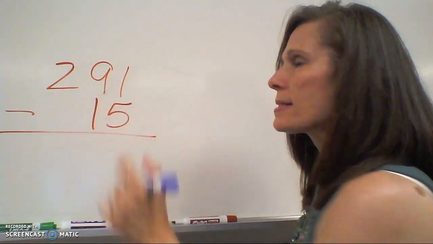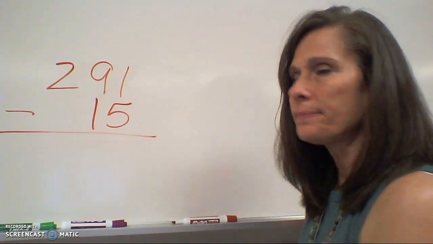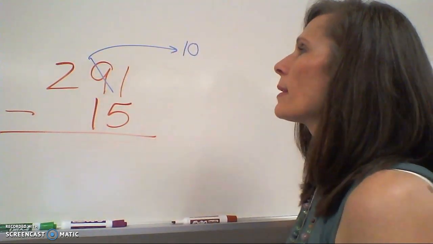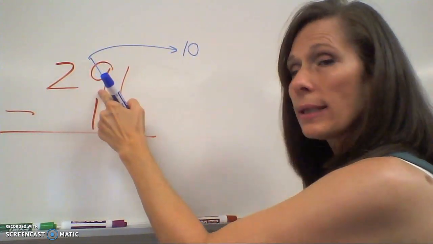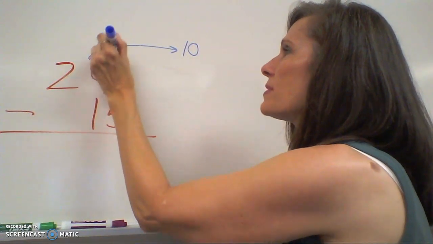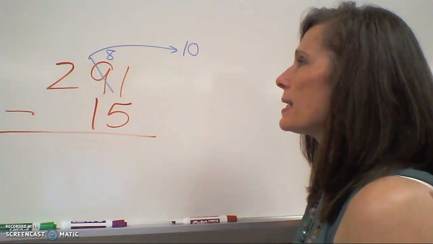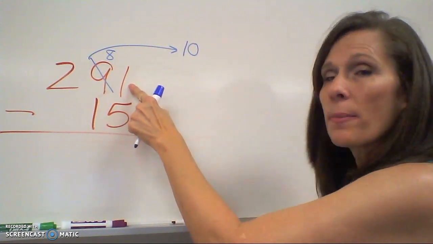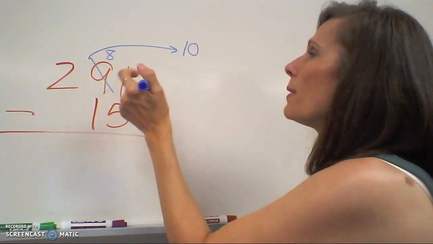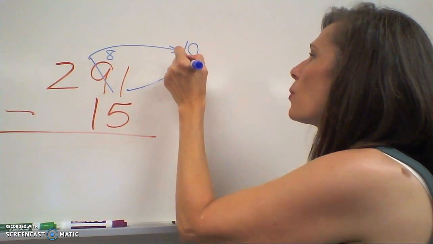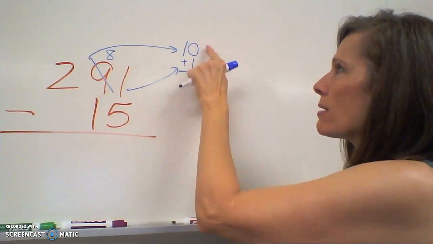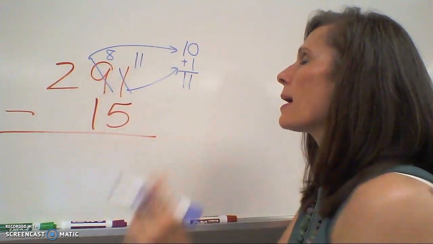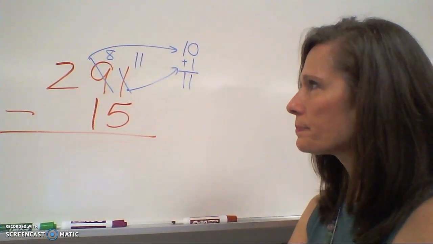So the 1 asks the 9 for a set of 10. Okay, so the 9 says, here's your set of 10. And now the 9 is 1 less because it just gave up a set of 10. So the 9 now becomes an 8. Now, which number asked for the set of 10? Well, the 1 did. So the 1 gets together with the 10. Now 10 plus 1 equals 11. So my number 1 now becomes the number 11.